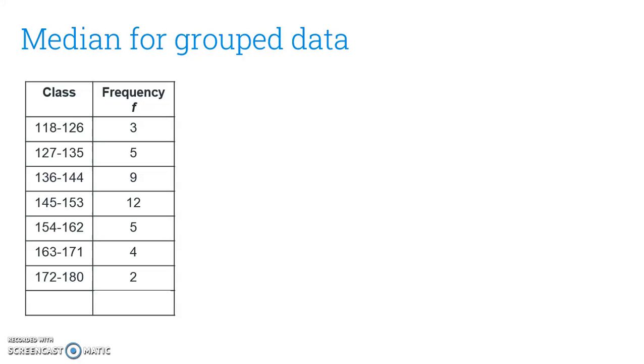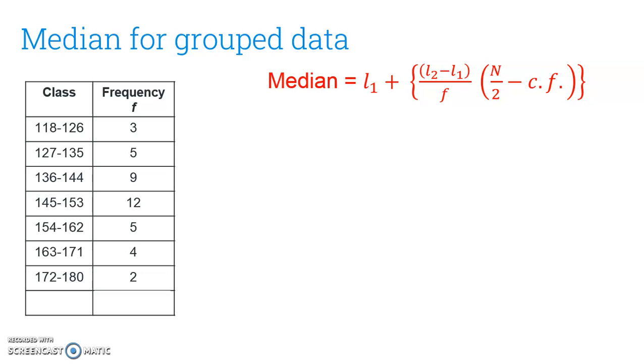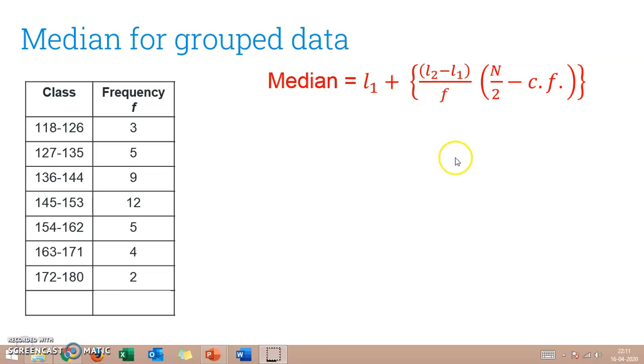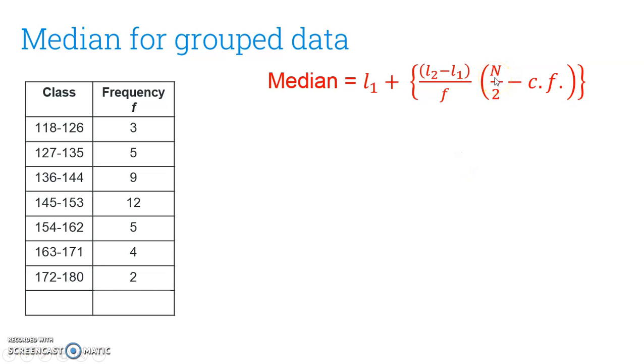Now the next sum is to find the median for grouped data. Class intervals and the frequency of occurrence are given to you. First, let us write down the formula to find the median. Median is equal to L1, that is the lower class boundary, plus (L2 minus L1) divided by F, into bracket n by 2.